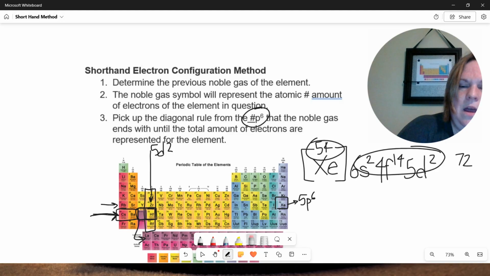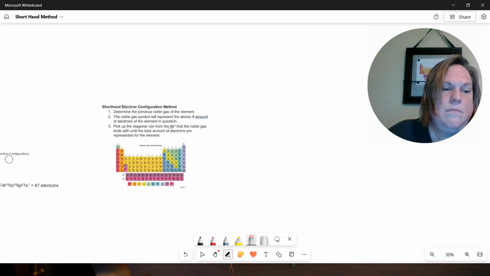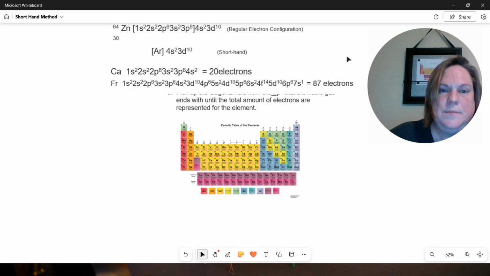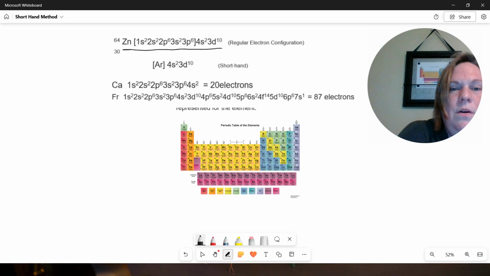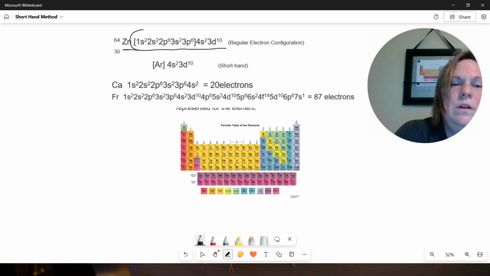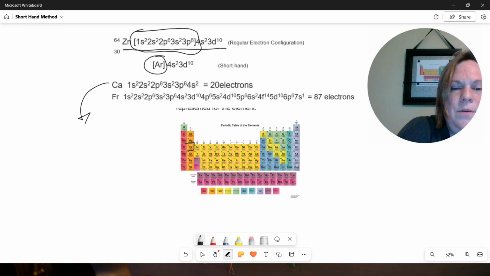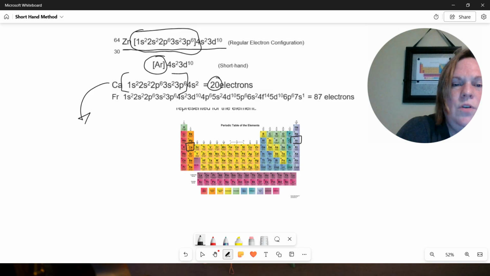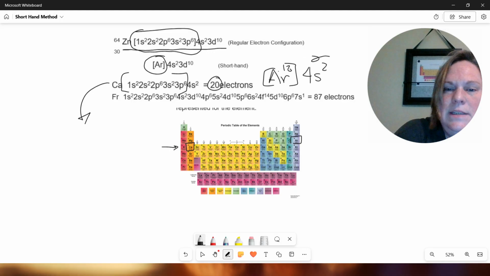Let's look at some more examples here that I have. I just need to make my screen a little bit smaller so we can see it. Here's the zinc that we talked about in the first video. Here's the whole electron configuration. I'm going to shorten it by representing 18 electrons by argon. So here's the shorthand. Calcium is found right here. It has 20 electrons. If I go back to the previous noble gas, it's going to be argon. So I'm going to represent 18 of the electrons as Ar. Then I'm going to pick up after argon in the 4s2. And so argon had 18 plus 2 is going to give me the 20.